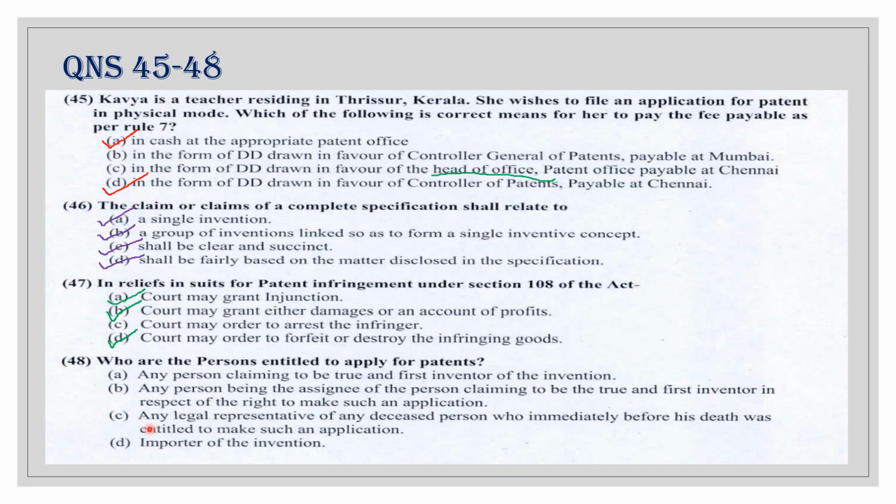So here, friends, the answers will be, just a second, A is correct, B is correct and C is also correct. Please refer to section 6 for the same. And here option D, which tells about importer of the invention, is not a correct option. I hope all these questions of this slide are clear. Let us proceed to the next questions. Fine.